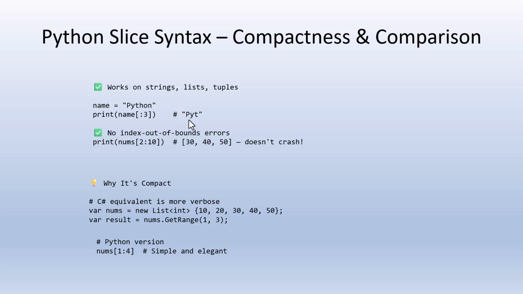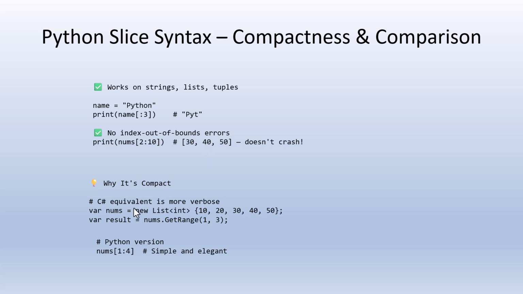Now here again, if you have a closer look, why PYT? It starts from the index 0, that is the first place, and then second, and then third, and this is actually index 3, that should be h, but h is exclusive, so h is not printed, so only PYT are printed. And why is it compact?